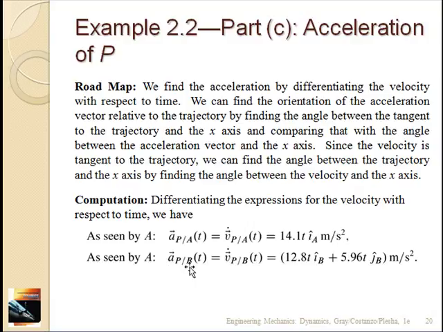In the B coordinate system, and this should say as seen by B, the acceleration of p relative to b is just the time derivative of the velocity vector, and that has two components. You differentiate term by term, you get 12.8 t times the unit vector in the x direction for b plus 5.96 t times the unit vector in the y direction for b. Okay, same units. We just have two components here because the thing is accelerating off at an angle.